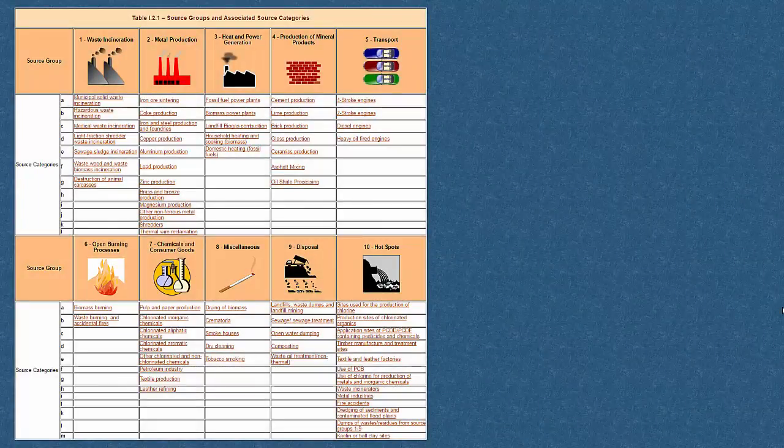Now we go back to the complete table 1.2.1 to wrap up this discussion of the sources listed in the toolkit. Remember, from this table you can access each of the 68 source categories listed in the toolkit, the classes within each source category, and the default emission factors for each class. Next, we return to Chapter 2 to learn about sources not listed in the toolkit.